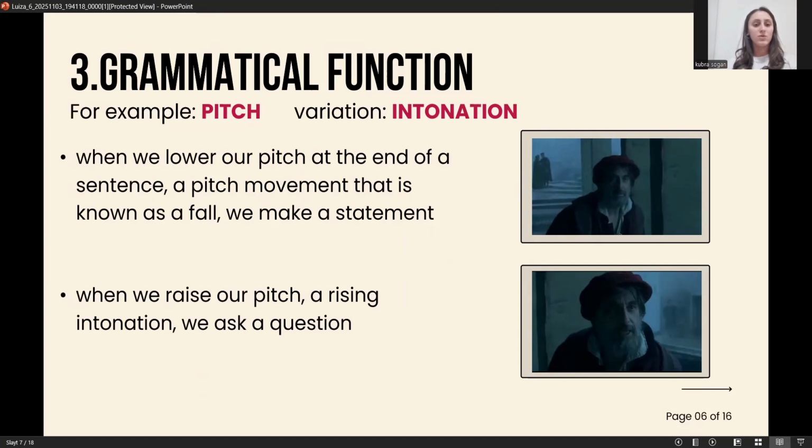However, when we raise our pitch, a rising intonation, we ask a question, as here: if you poison us, do we not die? English speakers use a wider pitch range than many others. They change their pitch more often and more strongly. In tone languages like Thai or Vietnamese, pitch changes the meaning of words. English, however, is not a tone language.